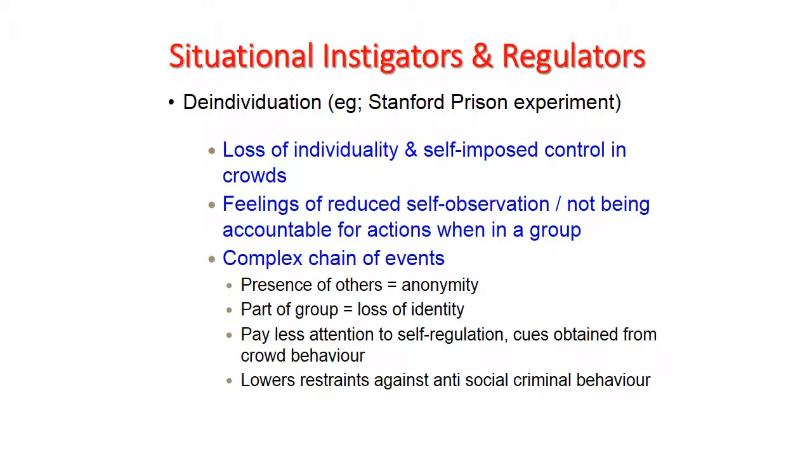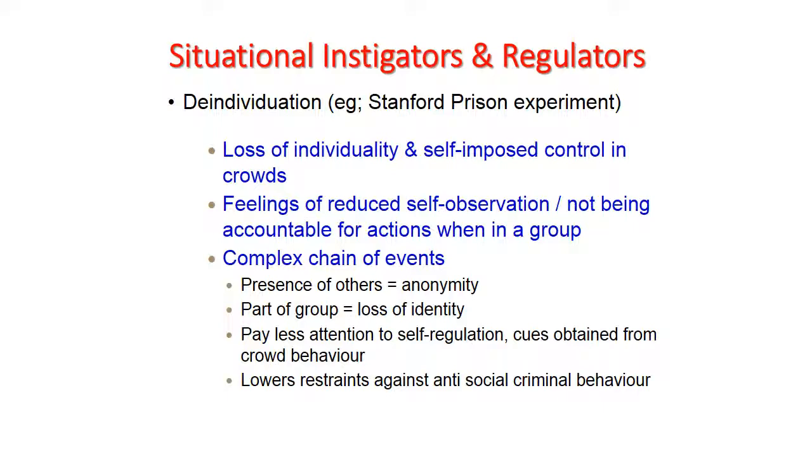De-individuation, in this sense, is a commonly used concept to explain expressions of collective behaviors in violent crowds, mindless hooliganism, for example. The explanation behind this is that when there is mob behavior, there is a loss of individuality and self-imposed control in crowds. Individuals feel that they are not being observed and they're not going to be held accountable for their actions because they are acting in a group. As a result, their own levels of self-censorship when it comes to their own behaviors is also reduced.